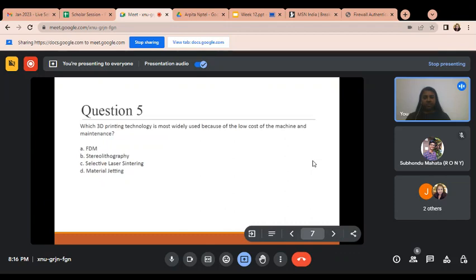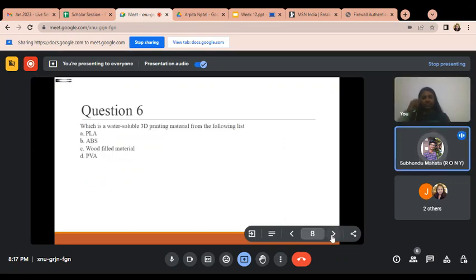So which 3D printing technology is most widely used because of the low cost of the machine and maintenance? The first option is FDM, the second option is stereolithography, the third option is selective laser sintering, and the fourth option is material jetting. FDM? Yes, the right option is FDM.